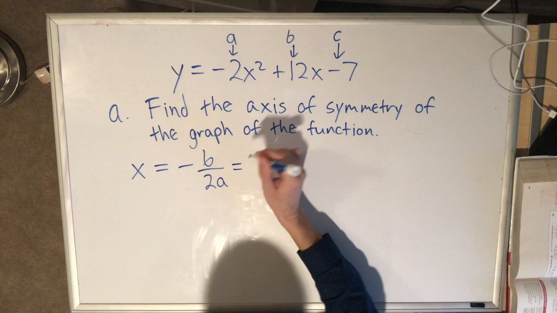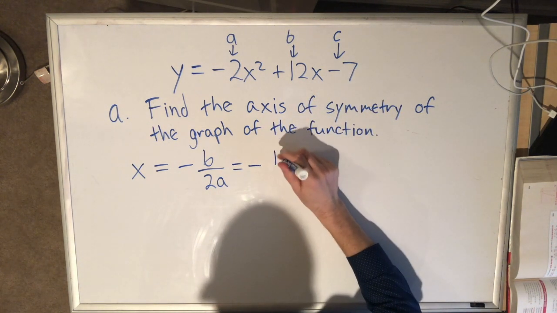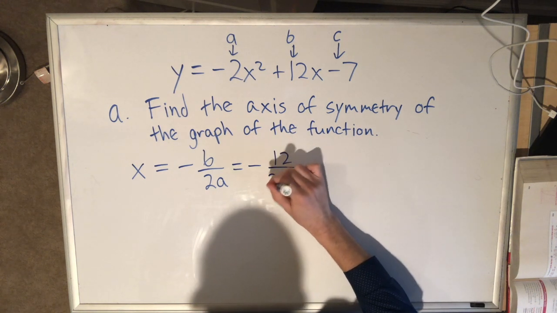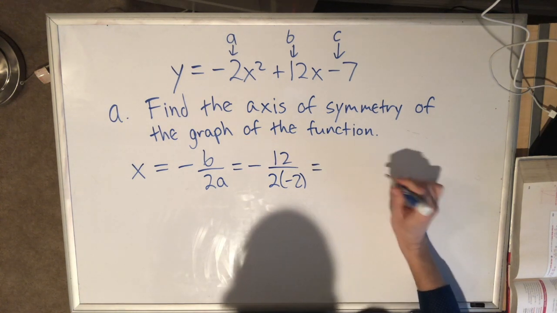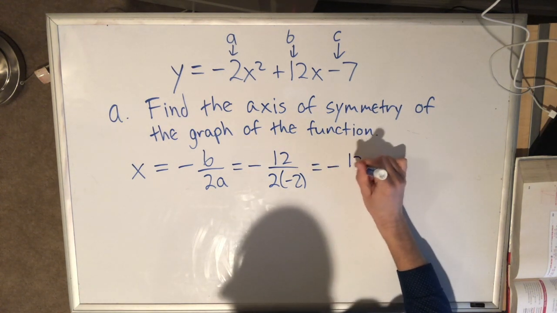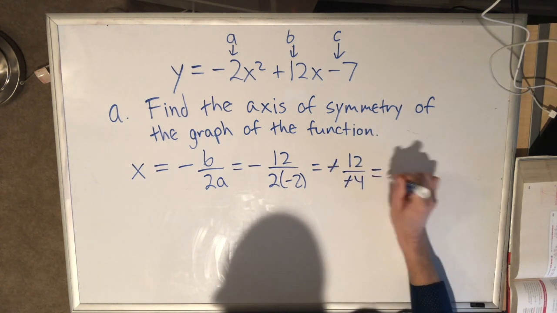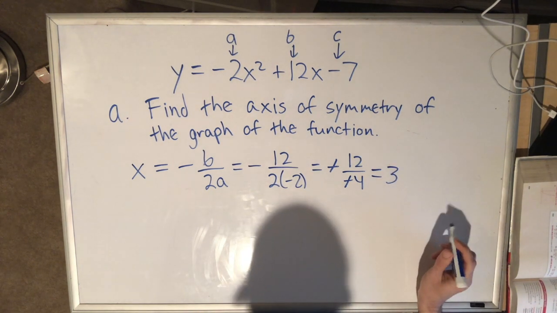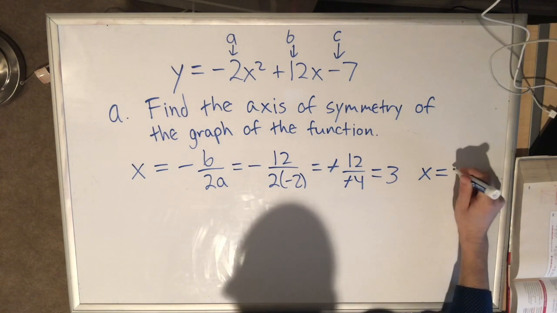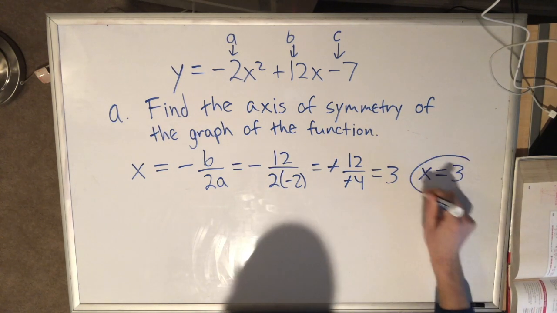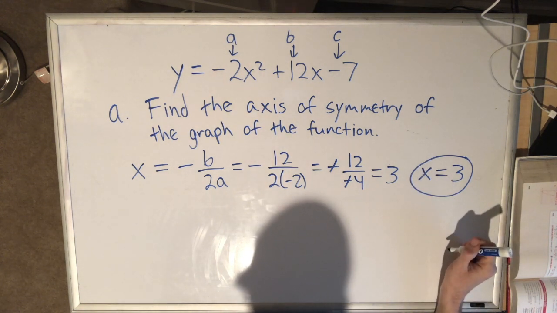So substituting in for b and a, that's going to be negative 12 over 2 times negative 2. So that's negative 12 over negative 4. The two negatives cancel out. 12 divided by 4 is 3. So the axis of symmetry is the vertical line x equals 3. The line going up and down that goes through 3 on the x-axis.